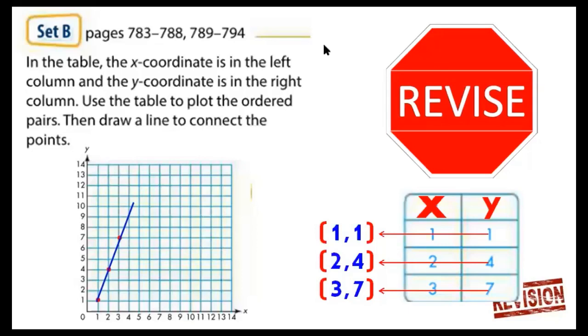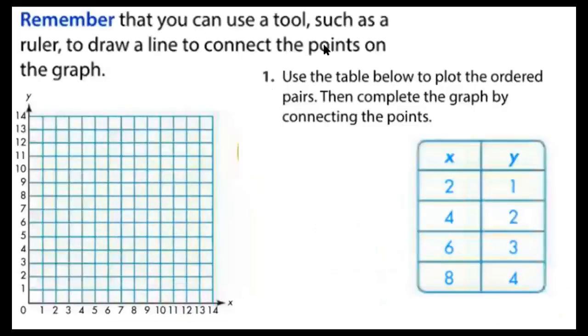Okay, grade 5. Move to the next question here. Remember that you can use a tool such as a ruler to draw a line to connect the points on the graph. Sure, you are going to use your ruler. Okay. Question number 1 here. Use the table below to plot the ordered pairs, then complete the graph by connecting the points. Okay. How could you do that?